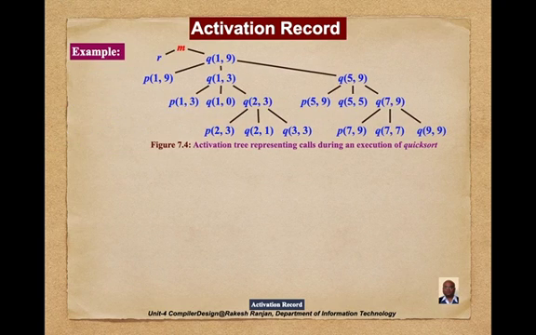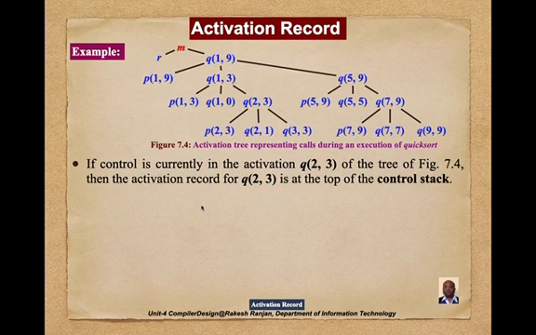For the activation record we will consider this example, which was discussed in the previous lecture. This was the activation tree representing the call durations during an execution of quicksort. If the control is currently in activation q(2,3), the part of the tree in Figure 7.4, then the activation record q(2,3) is at the top of the control stack.